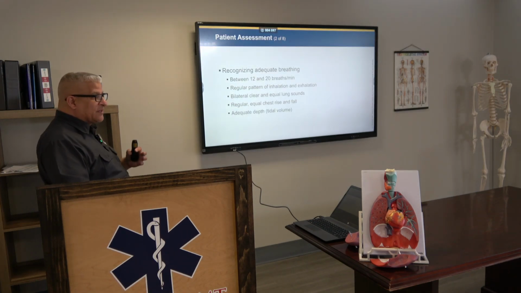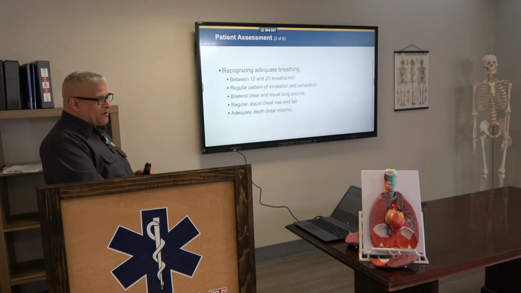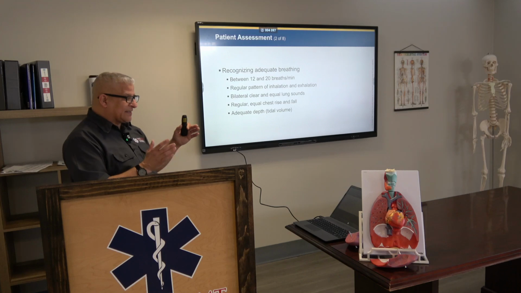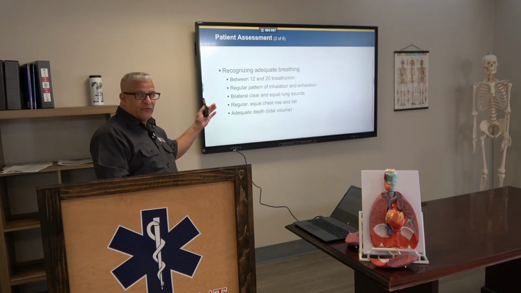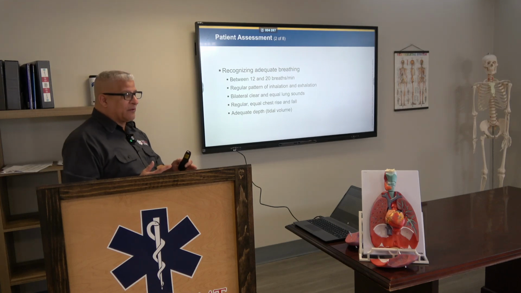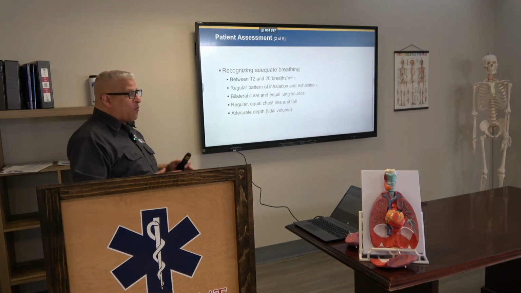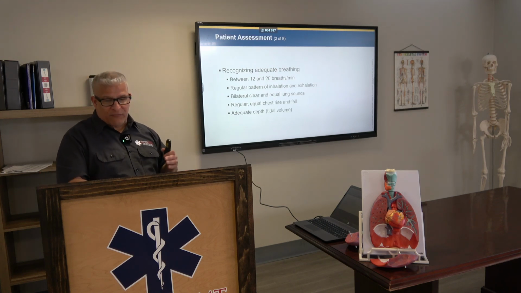When we're doing patient assessment, we have to recognize: is the patient's breathing adequate or not? When we're assessing their breathing, we're looking at three things: rate, quality, and rhythm. For the rate, for an adult at rest, the range is 12 to 20 breaths per minute. Then we're going to look at the rhythm. Is it a regular or irregular rhythm?